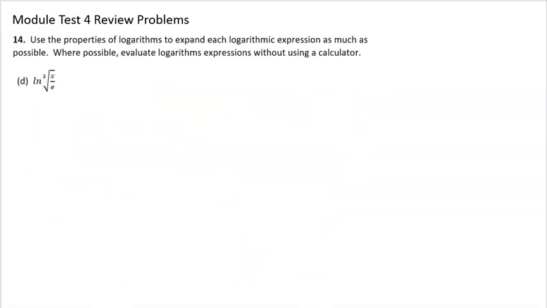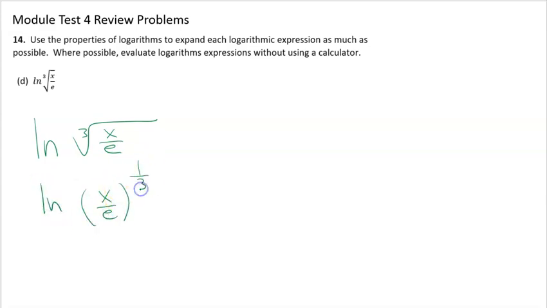All right, next problem. Natural log of the cubed root of x over e. It's almost hard to look at that one. I'm going to rewrite it. Natural log of the cubed root of x over e. Like that. Now this cube root, I can write that as x over e to the 1/3 power. Notice the parentheses. Why? Because the whole thing was the cube root, so that means the whole thing's to the 1/3, which also means that I can move the 1/3 in front.